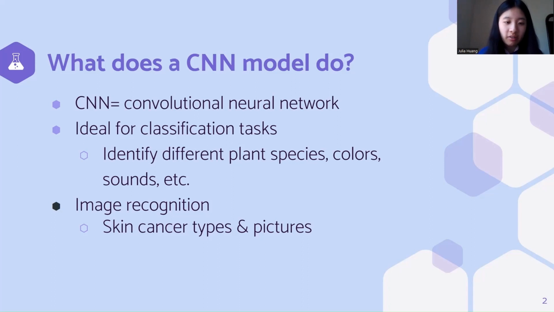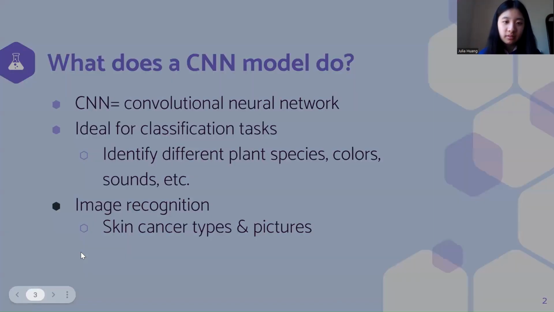And they can also identify sounds as well, for example, by saying, this is a car horn or this is a music sound. And lastly, they can be used for medical image recognition. If we feed the CNN skin cancer images, it can then identify the skin cancer types. For example, this is a basal cell carcinoma image, or this is a melanoma image.